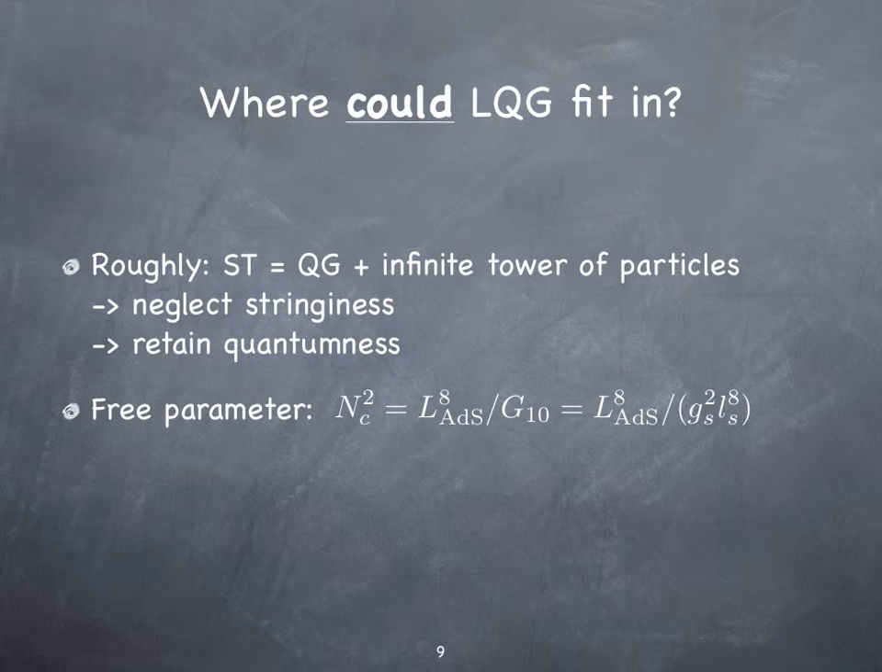Now, the free parameter that you would like to keep would be the number of colors, because this is associated with the quantumness here. And this number of colors squared, by the AdS/CFT dictionary, is just the length scale of the AdS divided by the 10-dimensional Newton constant. If you want to express that in the parameters of string theory, this G10 is just the string coupling squared times the string length to the power 8.